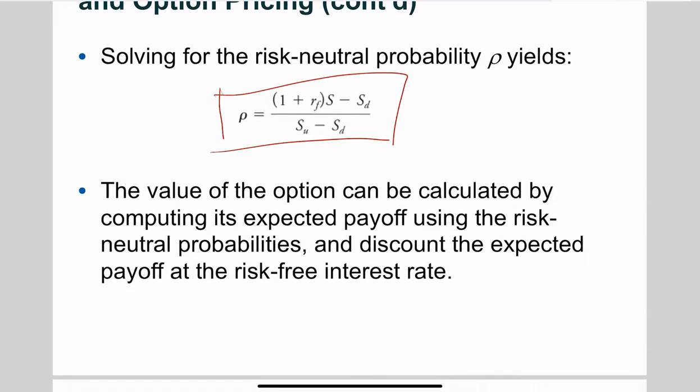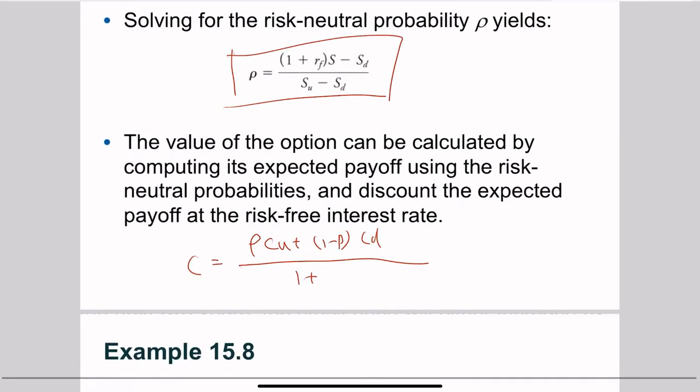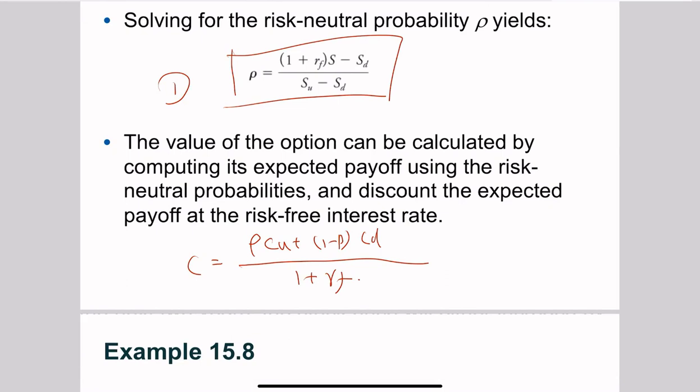And then after getting this formula, you can see that the value of this call would be P times CU plus (1 minus P) times CD, divided by 1 plus RF, right? Again, it's a two-step process. First, solve the risk-neutral probabilities. Second, use the risk-neutral probabilities to find the expected payoff of the call, and then discount this expected payoff using the risk-free rate.